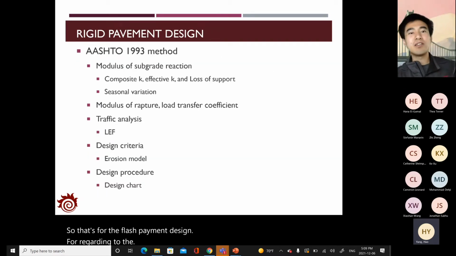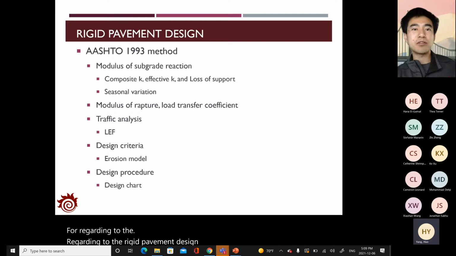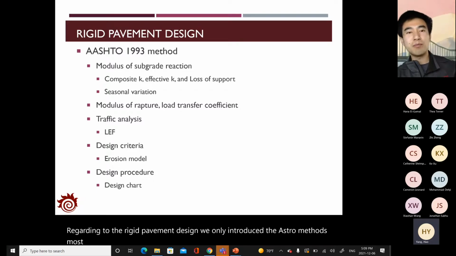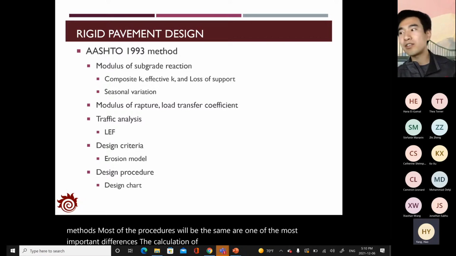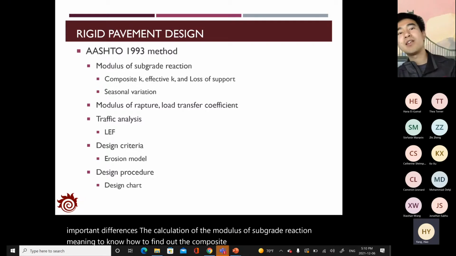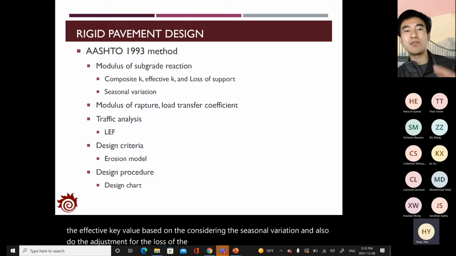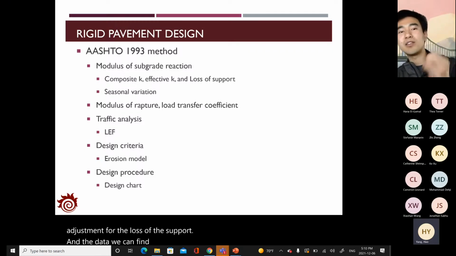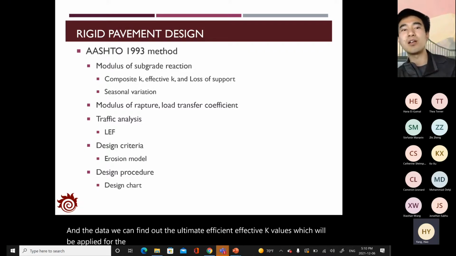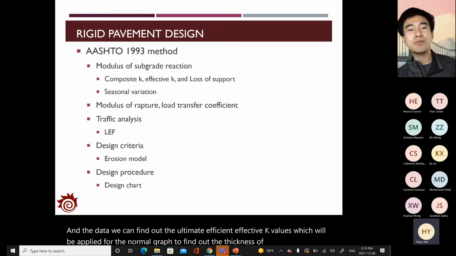Regarding the rigid pavement design, we only introduced the AASHTO method. Most of the procedures will be the same. One of the most important differences is the calculation of the modulus of subgrade reaction. We need to know how to find the composite k value, and then find the effective k value considering the seasonal variation, and also do the adjustment for the loss of support. With that, we can find the ultimate effective k value, which will be applied to the nomograph to find the thickness of the PCC slab.